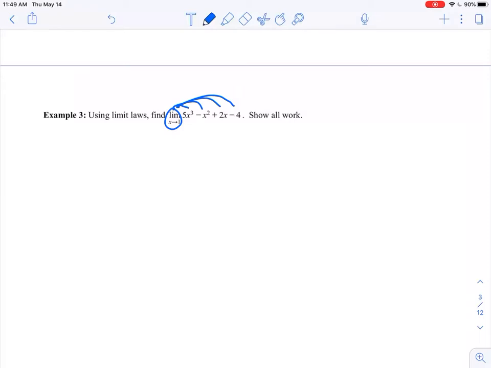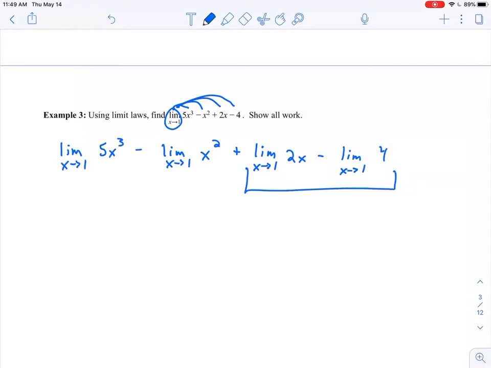So here I would say, okay, I've got the limit as x approaches 1 of 5x cubed minus the limit as x approaches 1 of x squared plus the limit as x approaches 1 of 2x minus the limit as x approaches 1 of 4. And then I'd say, okay, this is better, but each one of these still is not a linear function. This last piece I could actually do, but I'm going to hold off on evaluating that so that I can evaluate all of my limits at the same time.